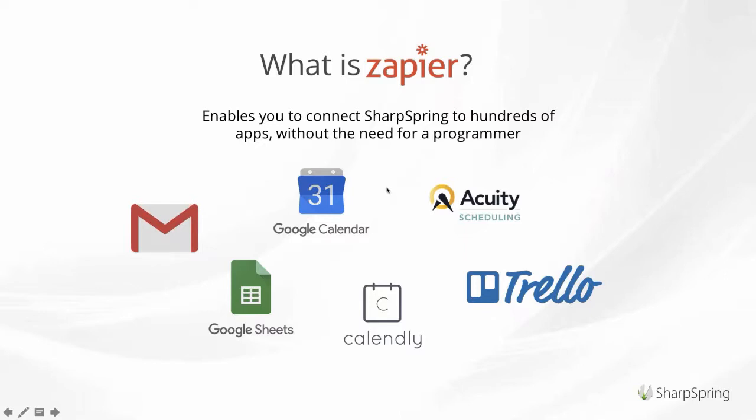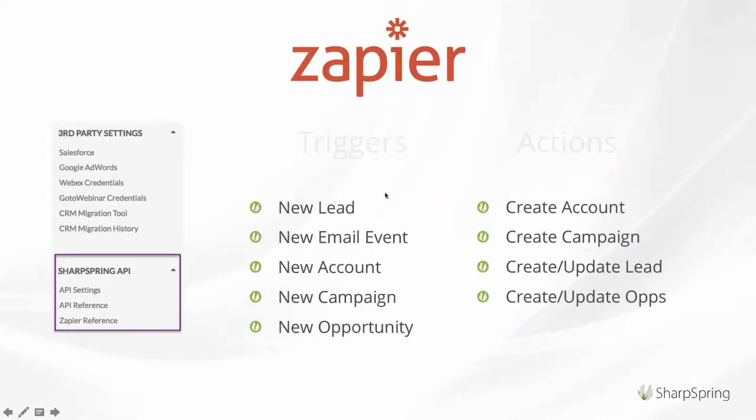So I just wanted to lay down a foundation for how others are using it. All the settings in Zapier are available inside the SharpSpring API Zapier reference within your settings. If you go into settings, top right corner of your app, then go to SharpSpring API and click Zapier reference, you're able to see a breakdown of the triggers and actions available, and it gives a definition for each. So I just wanted to quickly put out what our triggers are.